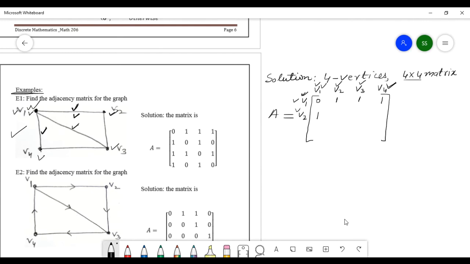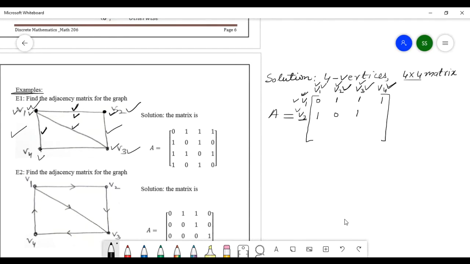Okay. And now again this V2 and V2. V2, V2 means the same point, so no edge. V2, V2, same point, no edge, so 0. Okay. And now this V2 and this V3. V2, V3. V2 here and V3 here, and between them an edge exists. See this edge. So here write 1.